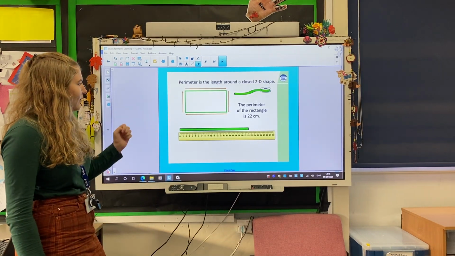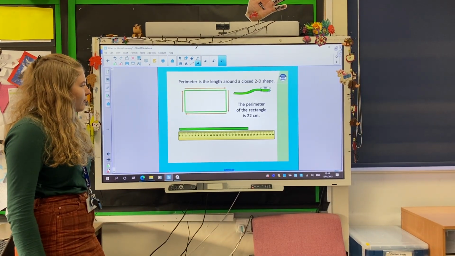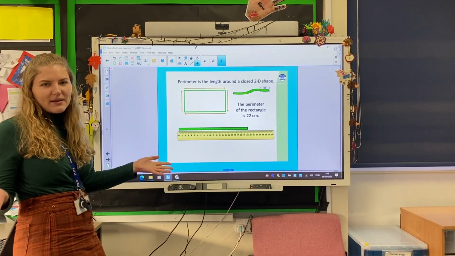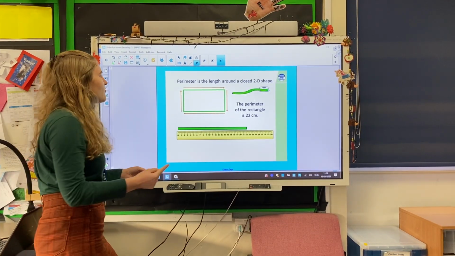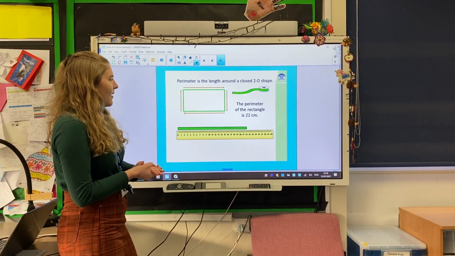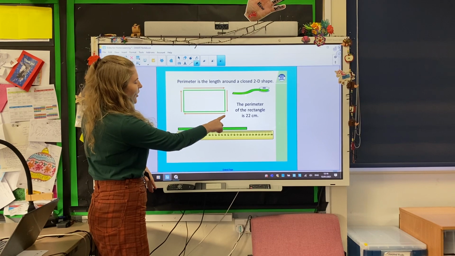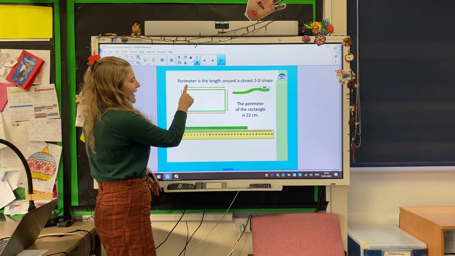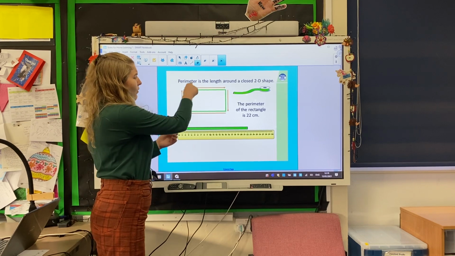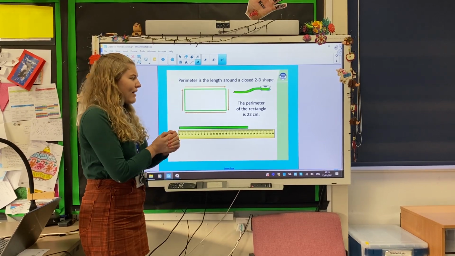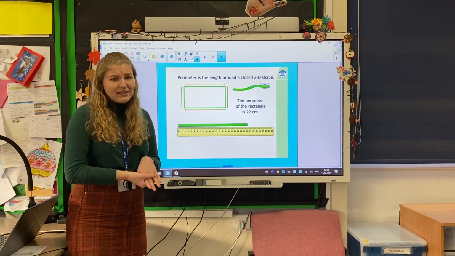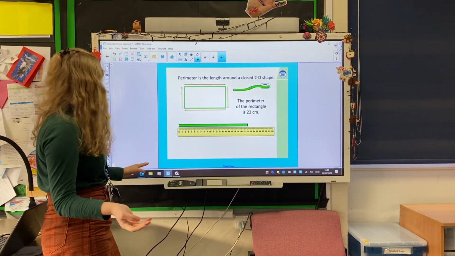So we're going to have a look here. The perimeter of this rectangle is 22 centimetres. Now at the moment I don't really care about which length is which, it doesn't really matter, but can you see how the arrows go all the way around the outside? And if we got a piece of ribbon and laid it all the way around the edge of that rectangle, if we spread it out, then that would show us 22 centimetres. That is the length around the outside.